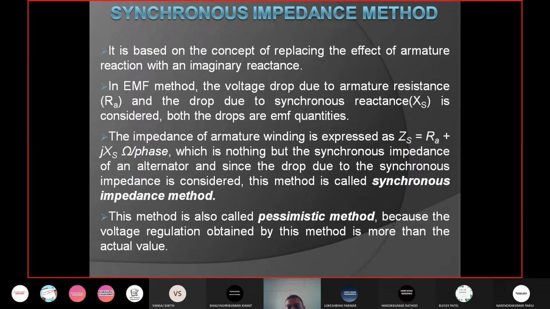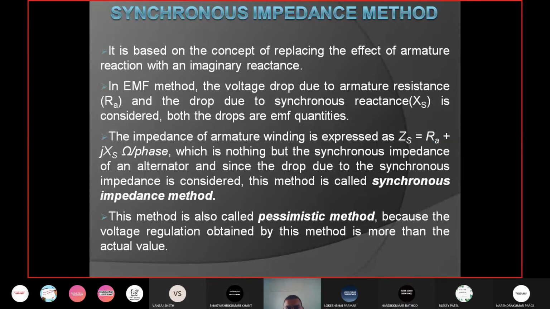This method is also called the pessimistic method. Why? Because the voltage regulation obtained by this method is more than the actual value. So in this method, if we calculate the voltage regulation of alternator by synchronous impedance method, then we are getting more voltage regulation compared to the actual value. That's why this method is known as the pessimistic method.